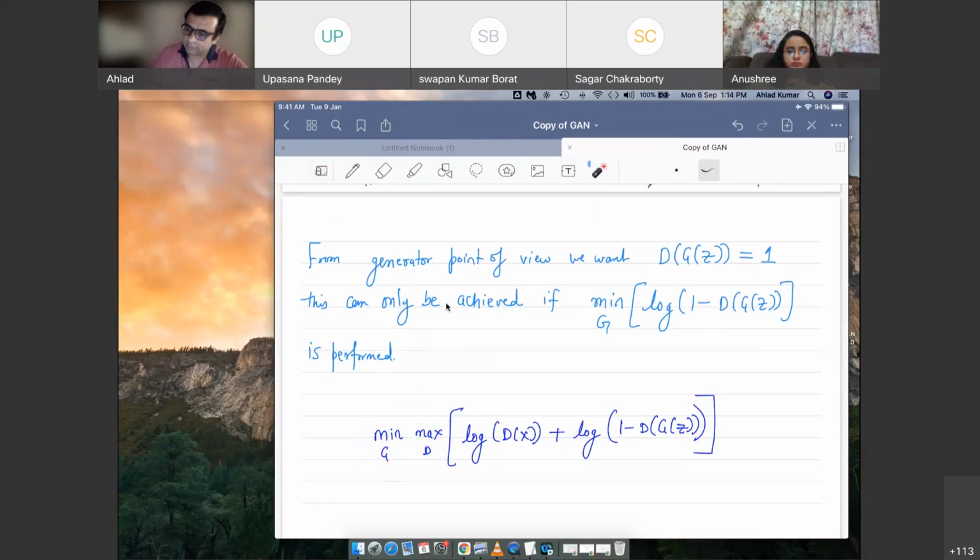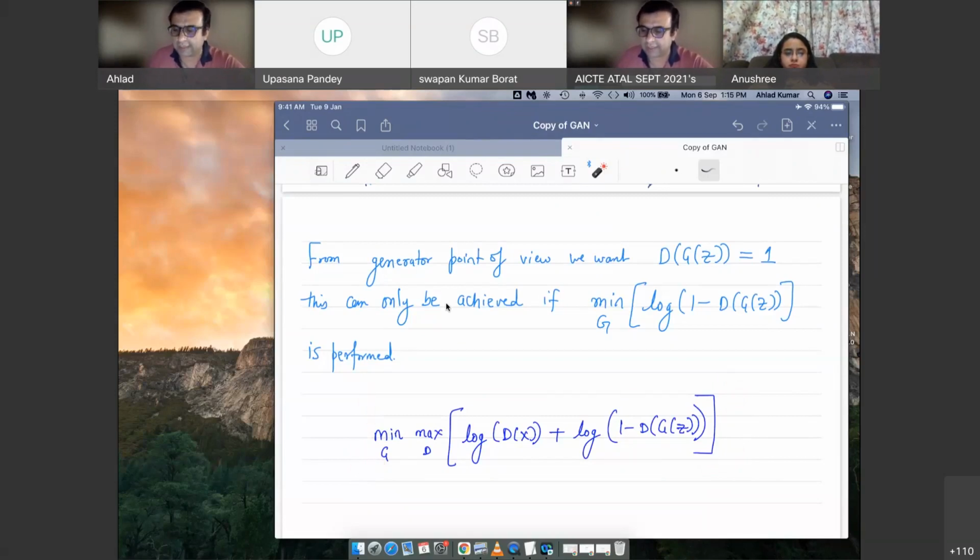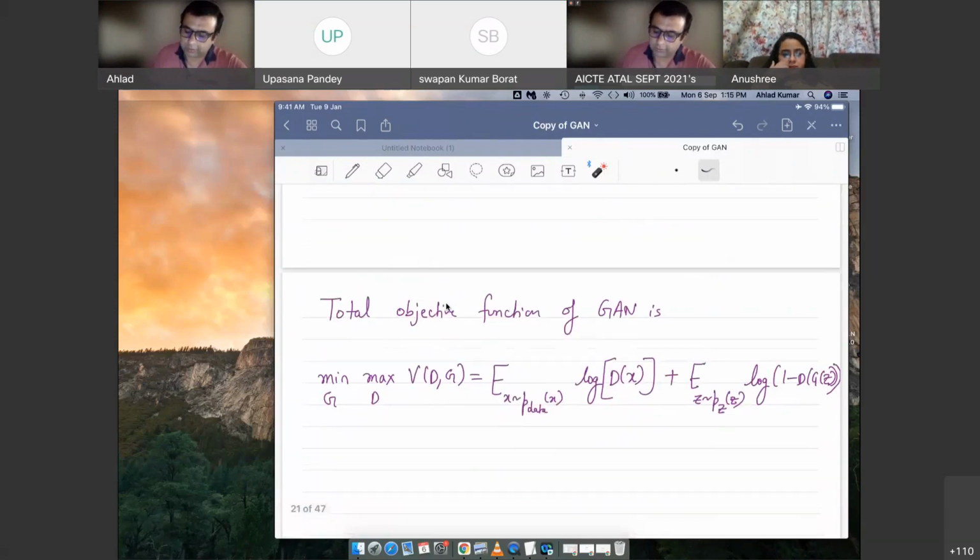Now, what I have done is a very simplified explanation of the loss function, but in the paper it's not like that. So what happens is, this is for a particular example which I was telling, a specific x, or random variable small x, which I had taken from the distribution p data of x. If you want to write the total objective function, it looks like this.